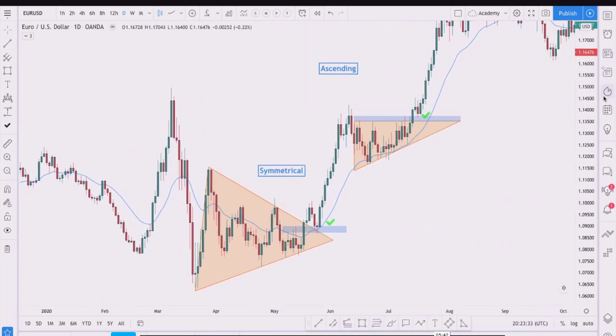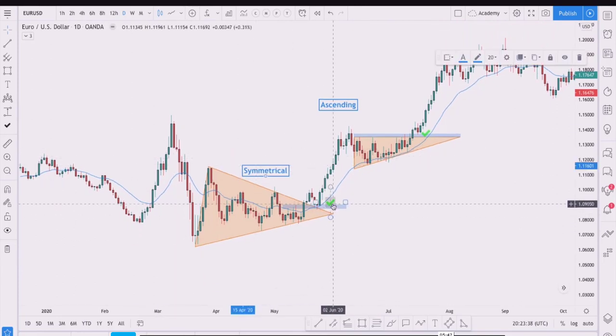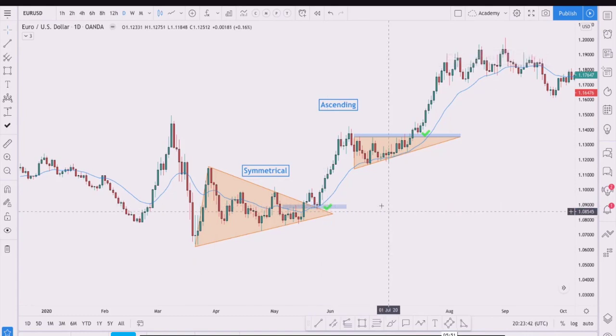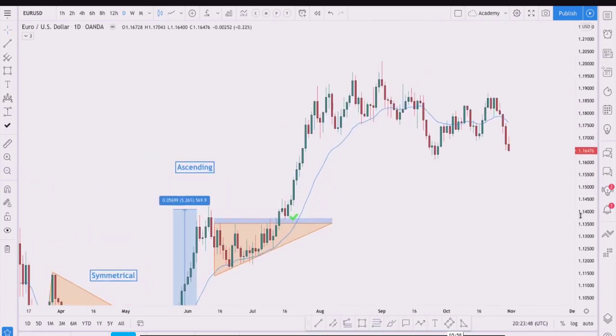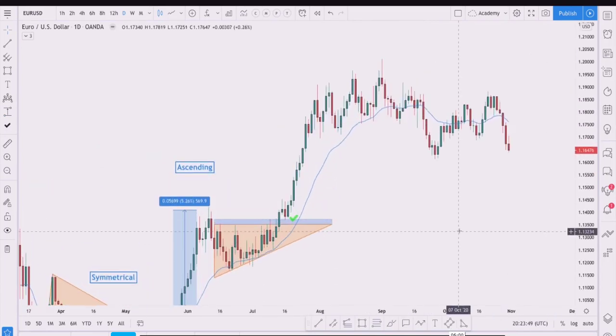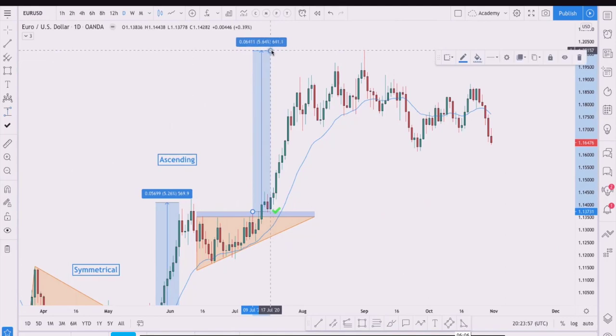Here we have an example of a symmetrical triangle. The market consolidates, breaks above the structure, retests the EMA, and then goes for a nice impulse. After the impulse, the market creates an ascending triangle. The market consolidates below a structure here. It consolidates, and when the break happens, it retests and goes for a very nice profit.